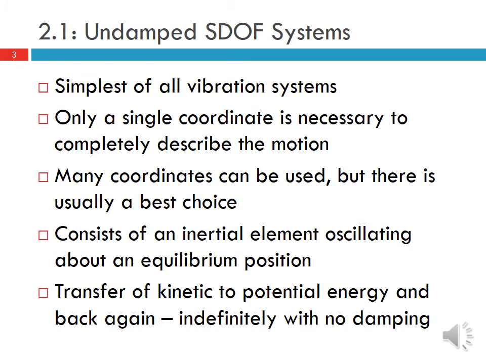So undamped single degree of freedom systems are the simplest of all vibration systems. Only a single coordinate is necessary to completely describe the motion. Now, many different coordinates can be used, but there is typically a best choice for the coordinate.